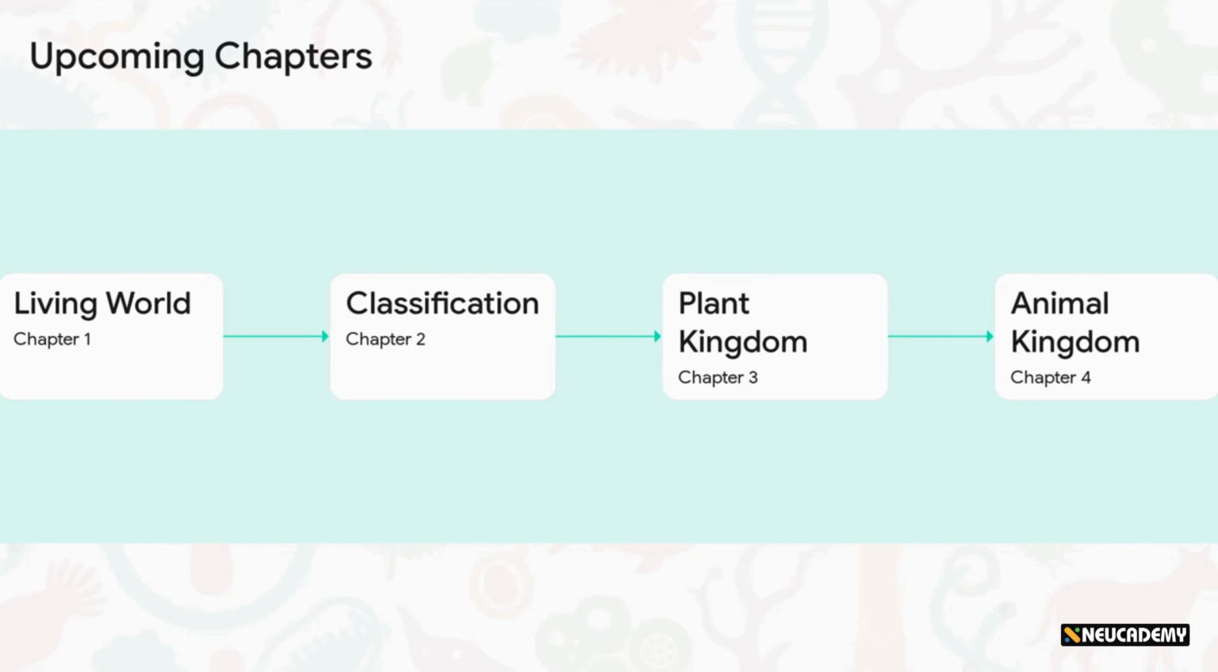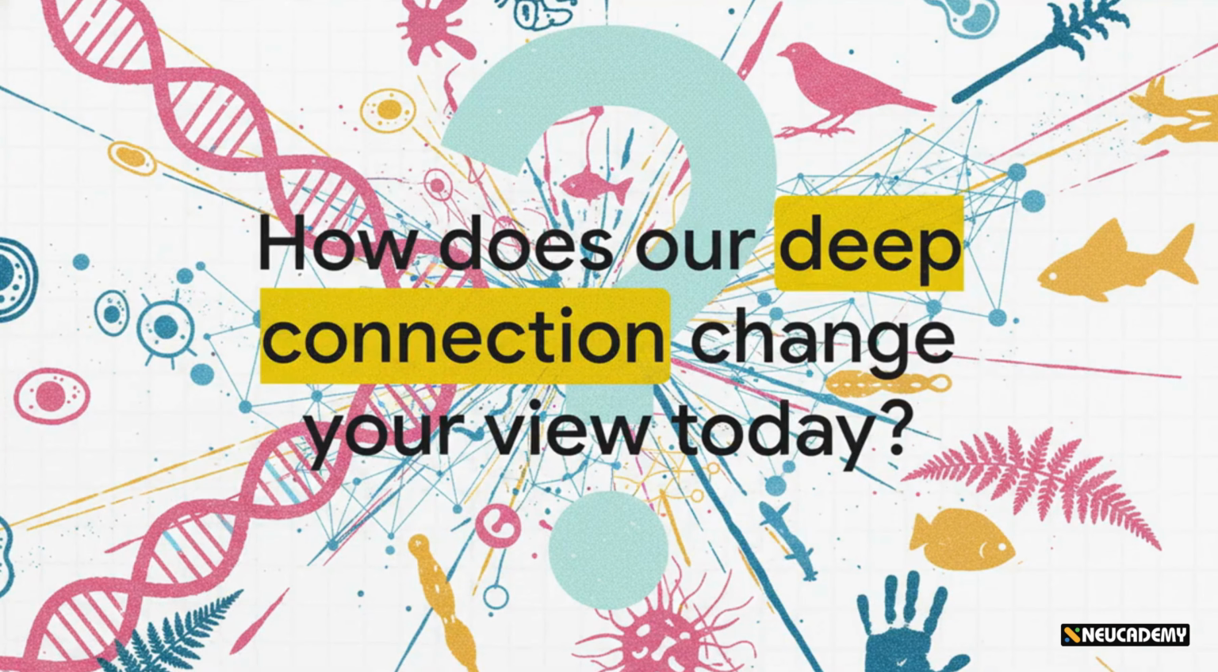So, where exactly does this lead us? Well, here is a quick look at the upcoming chapters in this unit. We are going to start with the living world. Then we'll move into biological classification, and finally we'll tackle the plant kingdom and the animal kingdom directly from a taxonomist's perspective. As we wrap up this explainer, I want to leave you with something to really chew on.